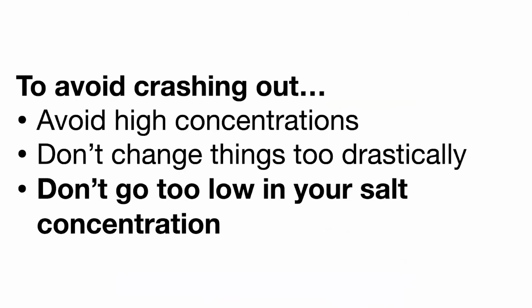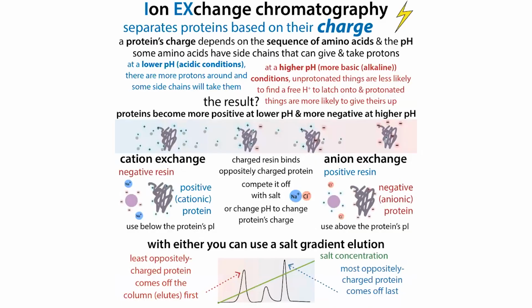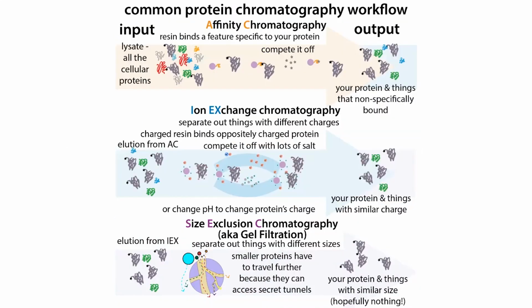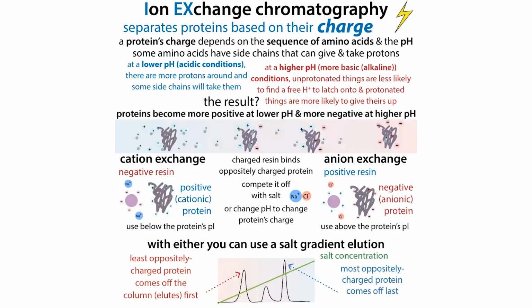And so going back to this idea of salt, why do I keep going back to this thing of salt? Because that's often what we're doing dialysis for, especially when we're doing it before ion exchange chromatography. The basics of ion exchange chromatography is you have this column and it's filled with these little beads called resin. And those beads are going to be either negatively charged in the case of a cation exchange, or they're going to be positively charged in the case of an anion exchange. And so a cation is a positively charged thing and an anion is a negatively charged thing.